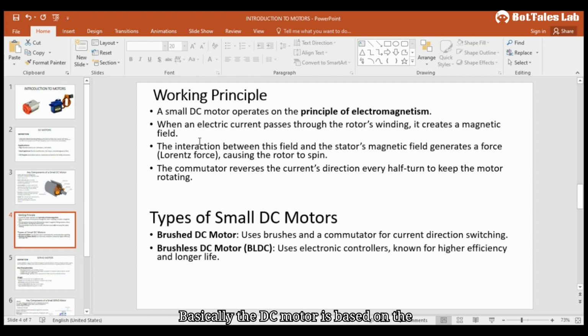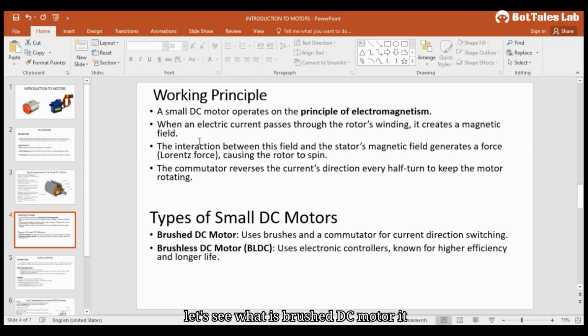Basically, the DC motor is based on the principle of electromagnetism. When an electric current is passed to the DC motor, a magnetic field is created. Due to this magnetic field, the rotor winding rotates on the basis of Lorentz force, and the commutator is used to reverse the direction of our motor. Then there are two types of DC motor. One is the brush DC motor and another is the brushless DC motor, which is also called a BLDC motor.